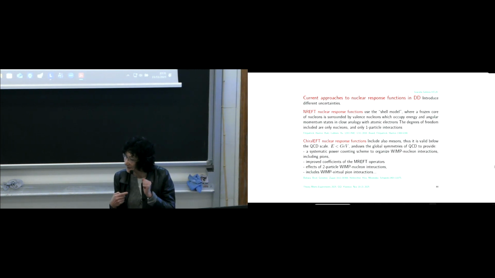So they improve the coefficients. First of all, they provide a systematic power counting scheme to organize WIMP nuclear interactions. They include pions too, not only protons and neutrons. They improve the coefficients that are used in the expansion in non-relativistic operators. Sorry, this should be N, not M, non-relativistic operators. They go beyond the effect of one particle. They can include multiple particles in particular. So they can include two particles, so a WIMP interacting with two nucleons at the same time, right?